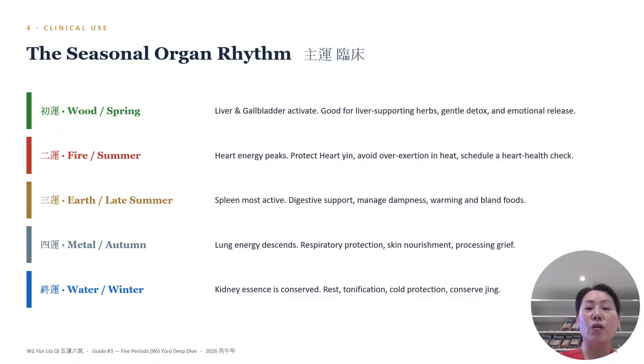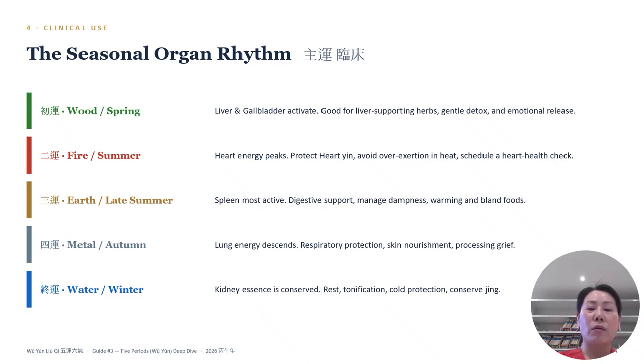In period 2, fire and summer, the heart energy peaks. Protect the heart. Don't overexert in the heat. And it's a sensible time for a heart health check. In period 3, earth and late summer, the spleen is most active. Focus on digestion, manage dampness, favor warming, bland food.